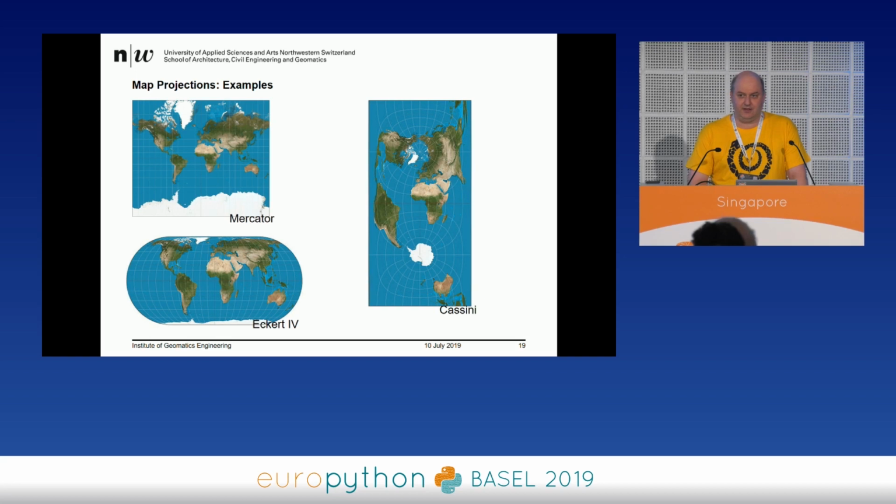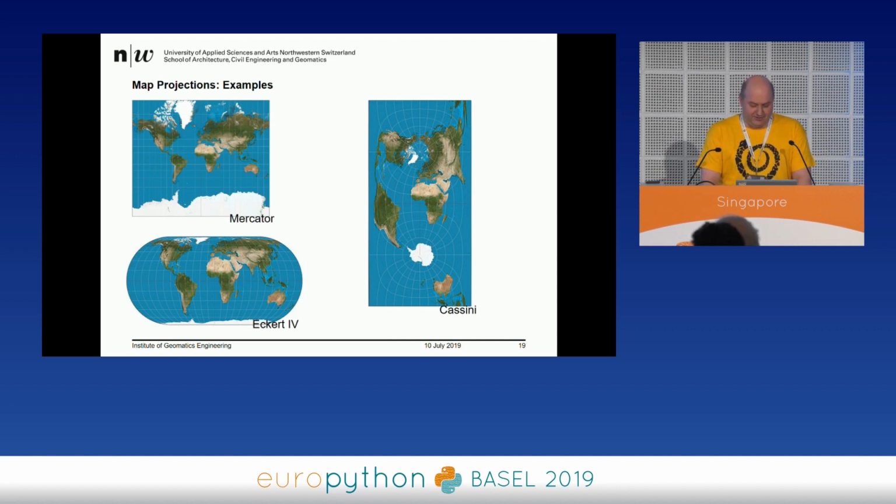I took 3 here out of many 10,000 different. Actually, you could invent your own map projection if you want to. And here I printed 3 of them. And you see they are all a little bit different. The Mercator projection is what you know from Google Maps, etc. And you see the Antarctic down here is bigger than most other continents, which is completely wrong, but it's an effect of projections.